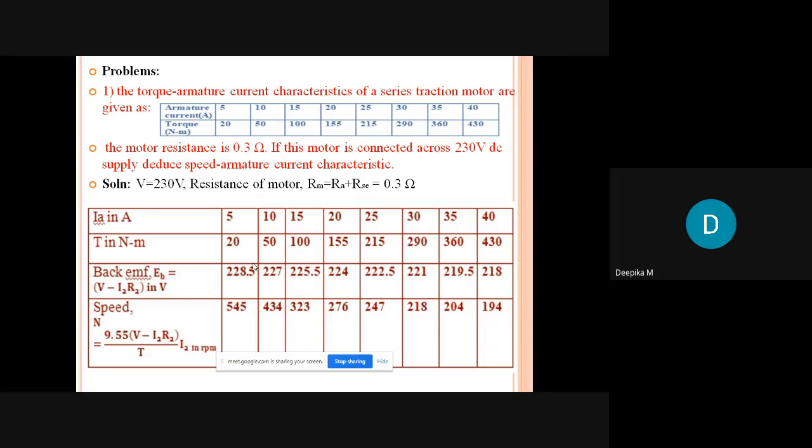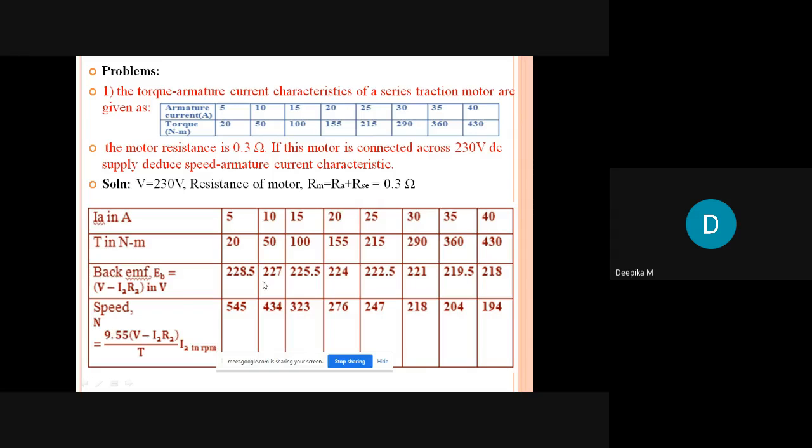You can see here that we have made a table to calculate this, which will be very helpful. Hence, draw the table to calculate the values. Here IA in ampere is the armature current, which they have already mentioned in the problem. Just write it as it is, and the torque also they have given, so write it as it is.